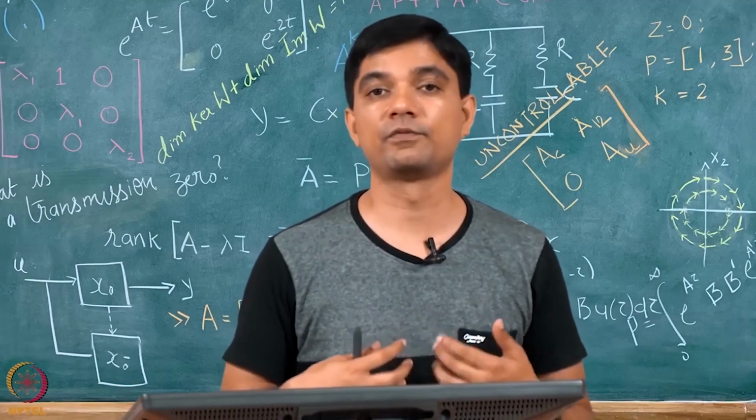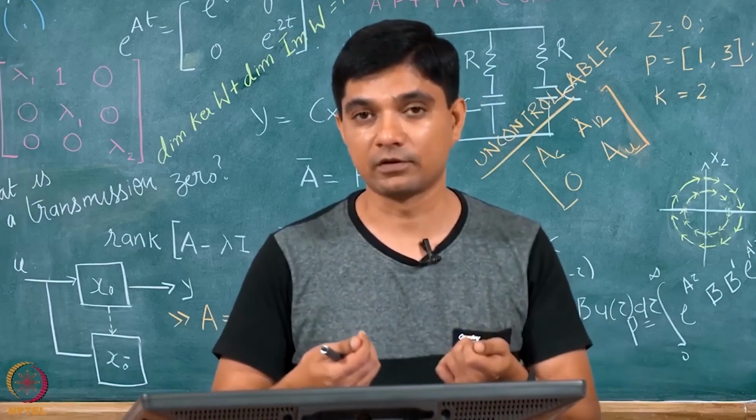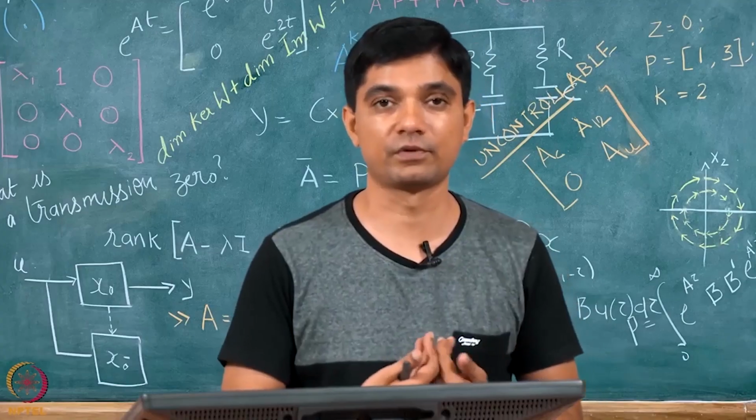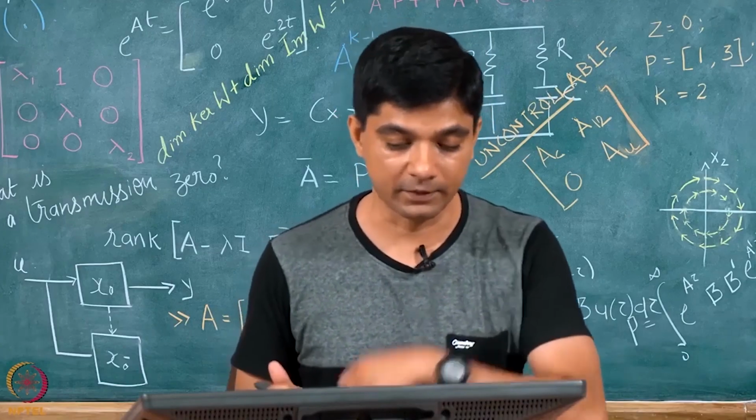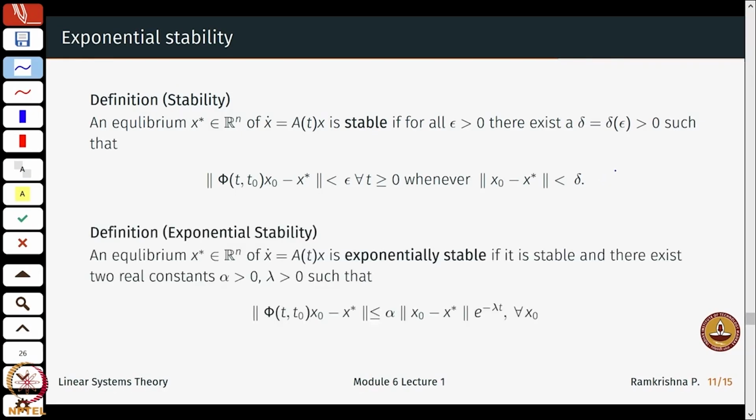And therefore, I need to define a stronger notion, or can I quantify the rate of convergence, and that is where the notion of exponential stability comes in. Okay, what does it mean? Again, the basic thing is to look at the definition of stability. When is the system additionally exponentially stable? Of course, first I should check if it is stable or not, and then there exist two constants, alpha and lambda, such that something like this holds.